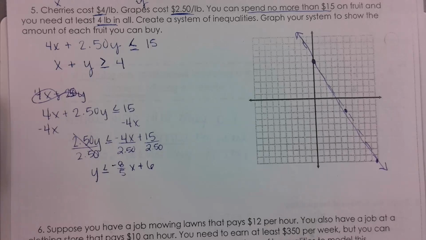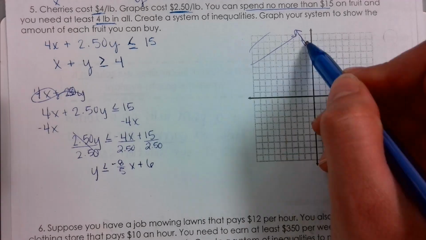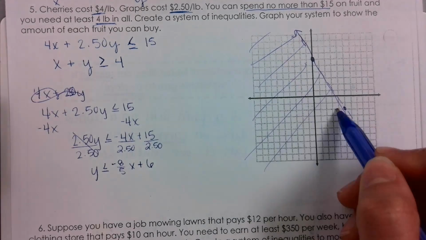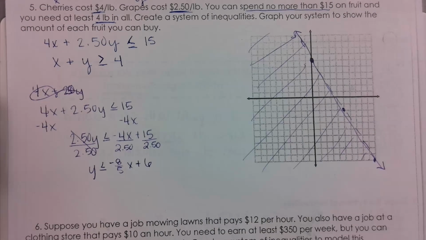Then we've got to shade it. So it says y is less than. Does that mean shade above or below, y'all? Below. So is below going to fall this way? Yeah. So we'll shade this way. Maybe I won't mess up on the next one.